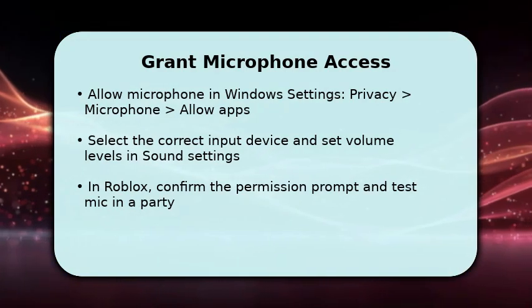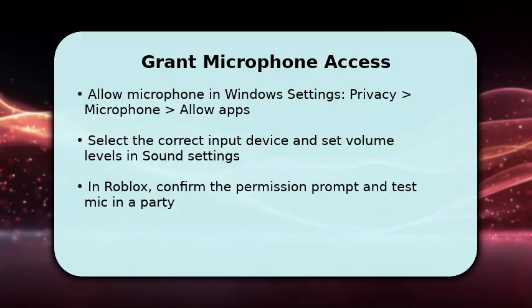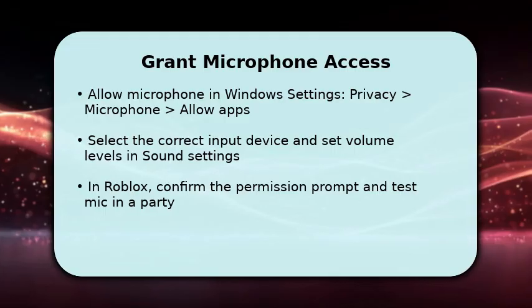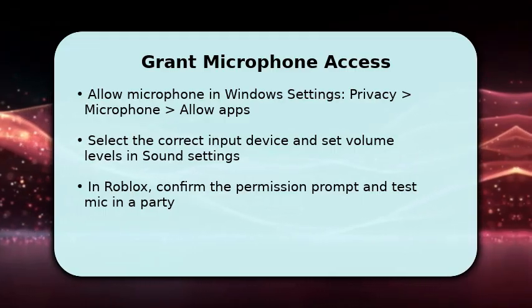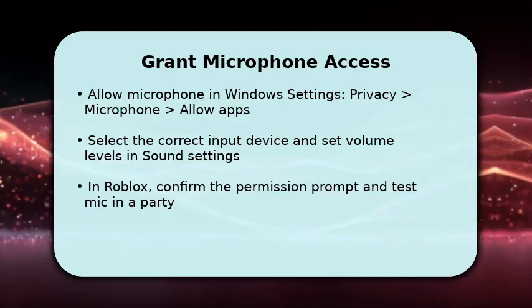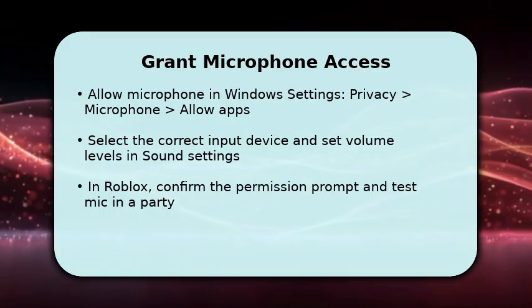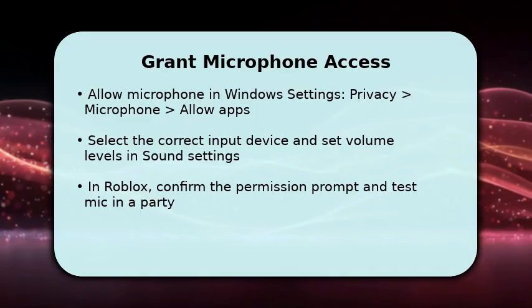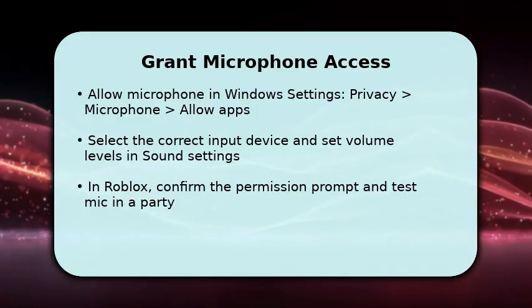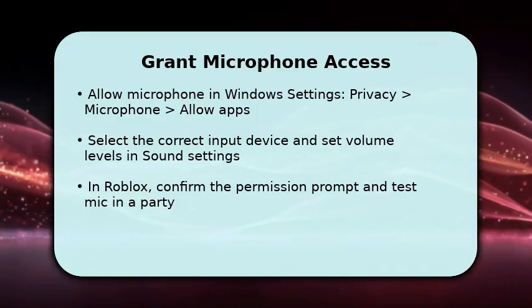Next, you grant system-level permissions so Roblox can access audio. In Windows settings, go to Privacy, then Microphone, and allow apps to use it. This prevents silent denials. Then open Sound Settings to pick the correct input device and set the recording level so you're not too quiet or clipping.